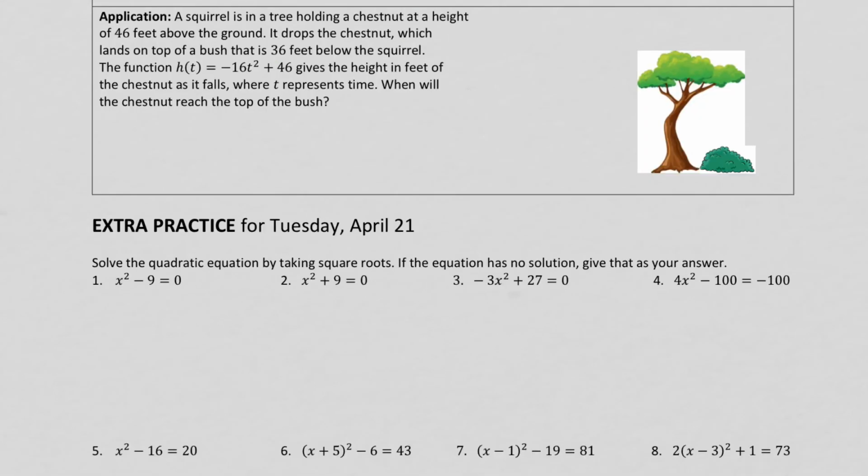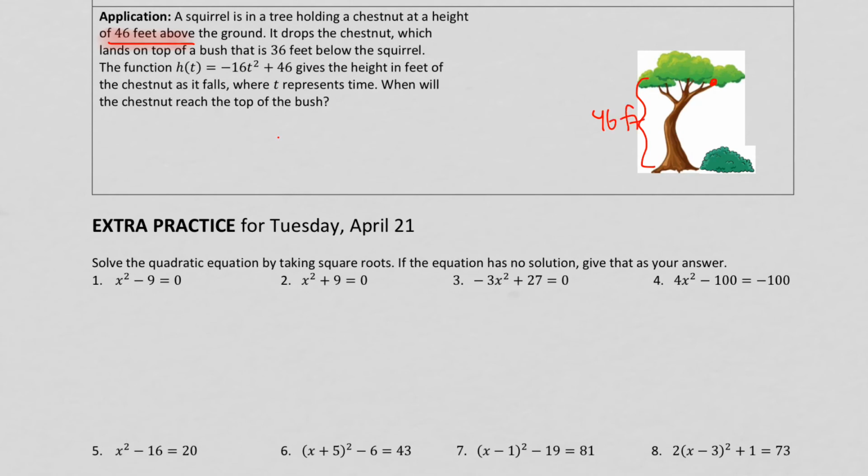Alright guys, one last question, which is an application question here. So here it says a squirrel is in a tree holding a chestnut at a height of 46 feet above the ground. So here's the squirrel. We'll just put a little dot. Actually, we'll put it on this side. So it's 46 feet above the ground. So from here to the ground, it's 46 feet.